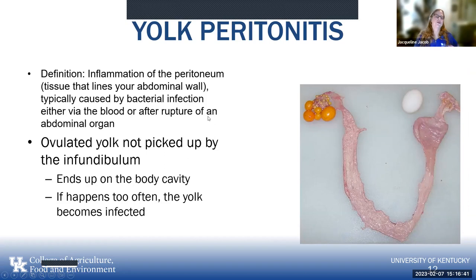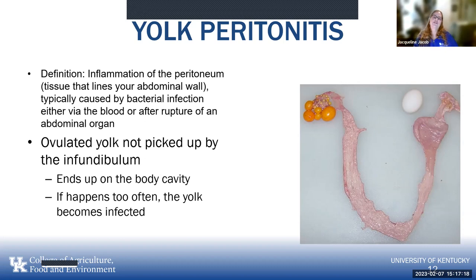So what we call yolk peritonitis is basically defined as inflammation of the peritoneum, which is the tissue that lines your abdominal wall, typically caused by a bacterial infection. With chickens, the ovulated yolk is not picked up by the infundibulum. It ends up in the body cavity. If it happens too often, the yolk becomes infected because yolk is a great material for bacterial growth.